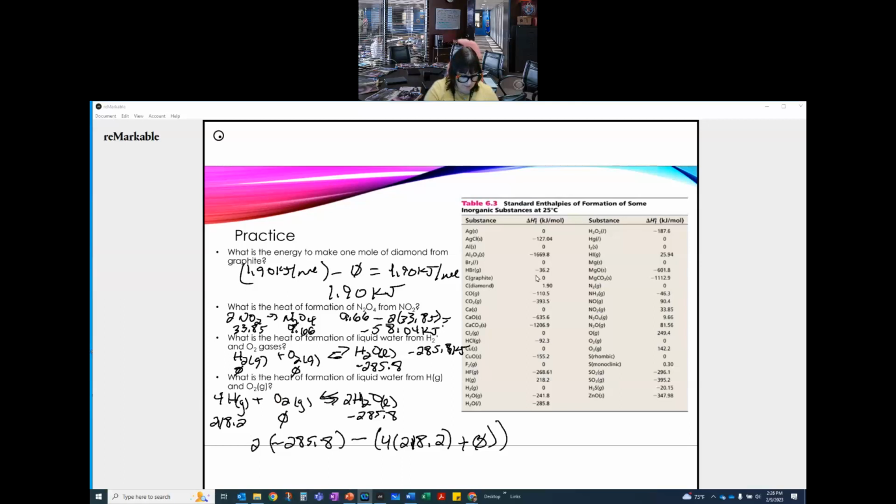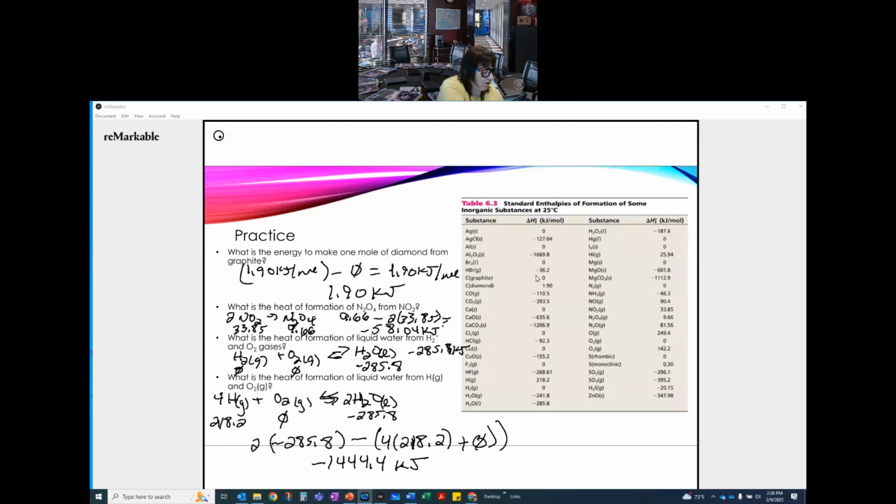2 times negative 285.8 minus 4 times 218.2. And that gives me negative 1444.4 kilojoules for that reaction. That's right. Yay, that was fun. See, I can do this.